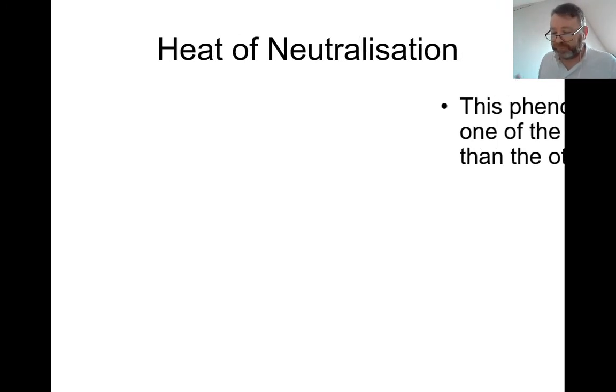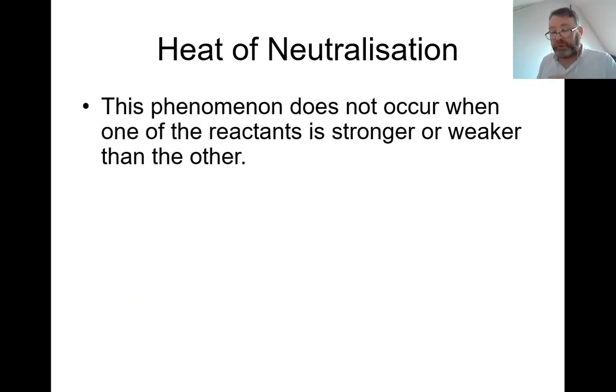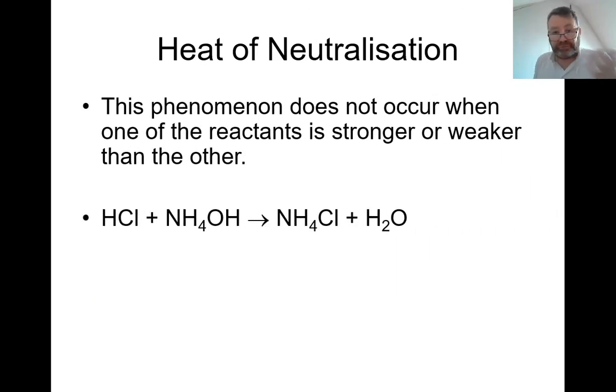So let's go back to the slide around there a moment ago. This phenomenon does not occur when one of the reactants is stronger or weaker than the other. So take this for example. HCl, strong acid. NH4OH, ammonium hydroxide, it's a very weak base. Okay, so now you've got a strong acid with a weak base. The acid will produce the amount of H plus that you require, but the base, the NH4OH, is not going to dissociate very well and therefore can't give a matching cohort of OH minus ions to neutralize completely the H plus. So in a situation like that, we don't have complete neutralization.